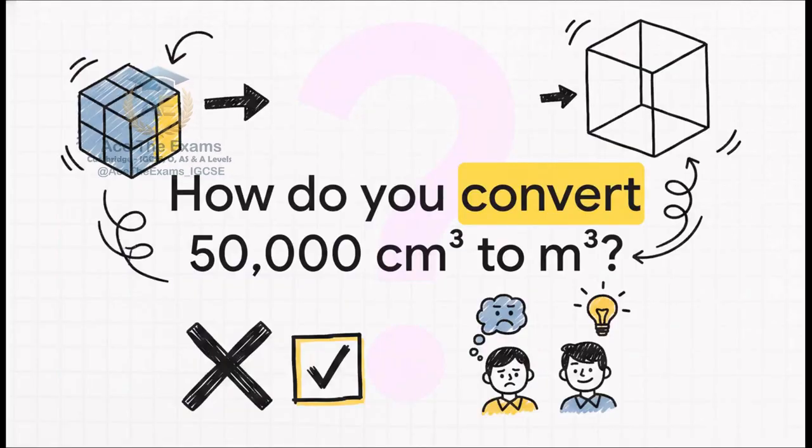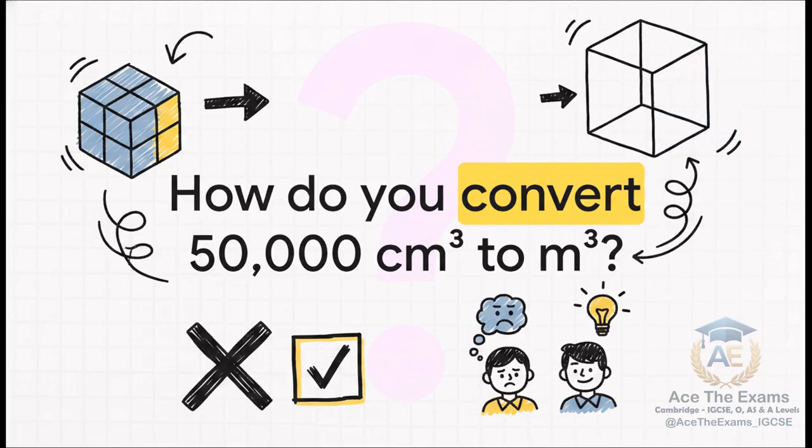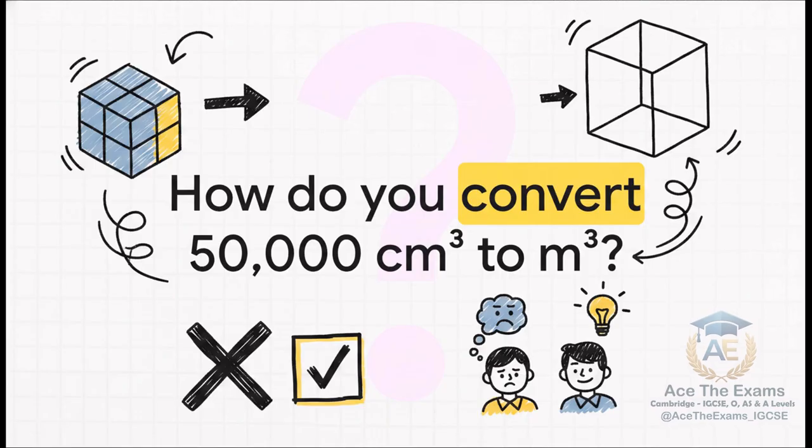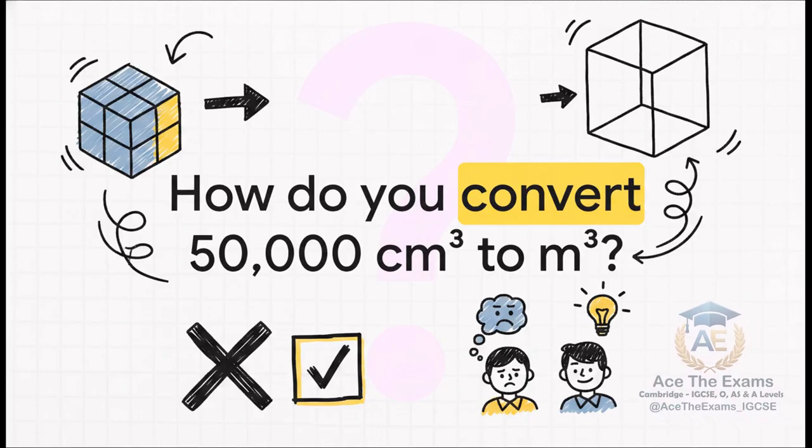Which brings us to a massive high-stakes question. How do you convert 50,000 cubic centimeters into cubic meters without losing a grade boundary? In a moment, I'll show you the exact examiner clue that catches out 80% of students and changes the answer completely. But first, you need the evaluation framework that makes that examiner trap completely obvious.